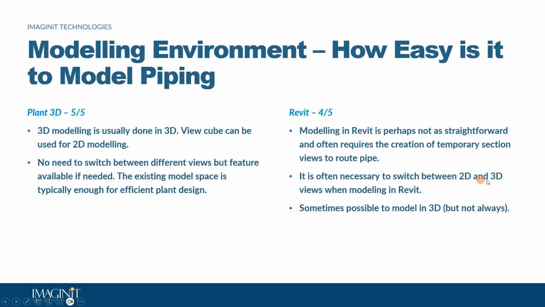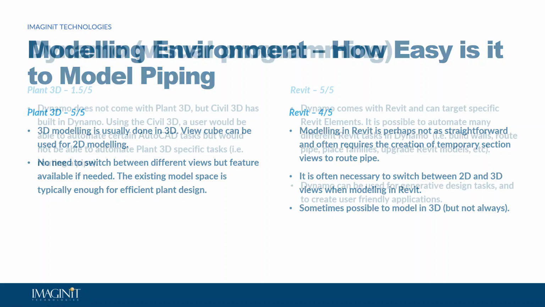It is often necessary to switch between 2D and 3D views when modeling in Revit. Sometimes it's possible to model in 3D, but not always. You can also press the Shift key in Revit to adjust to horizontal and vertical pipe, but don't forget to press Shift, or your pipe is going to be slightly not orthogonal. I forget the word, but it's not going to be perfectly horizontal. So it's possible to do it, but not as straightforward as in Plant 3D.